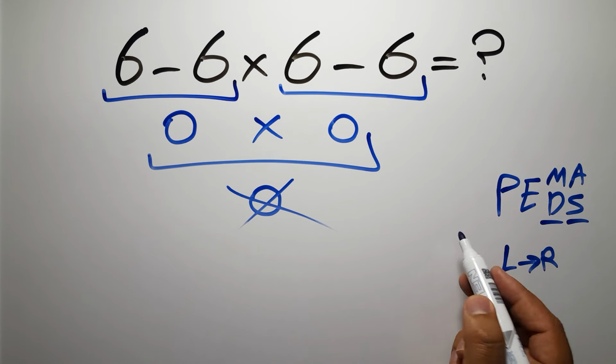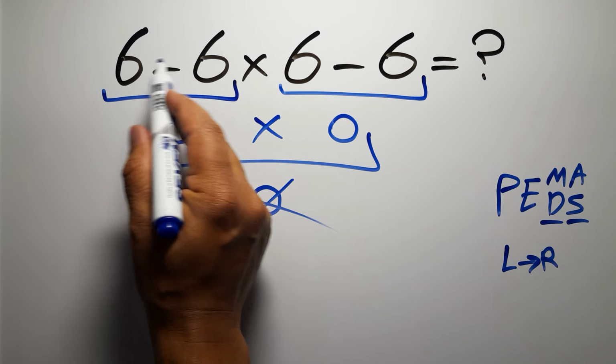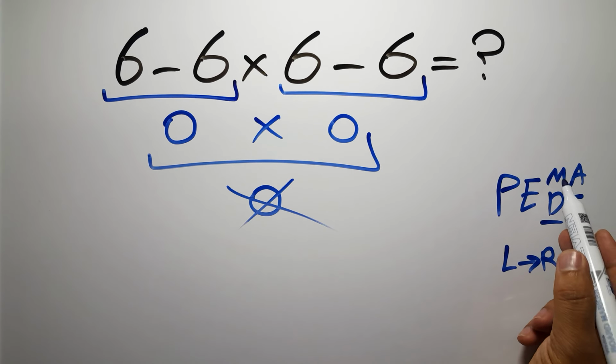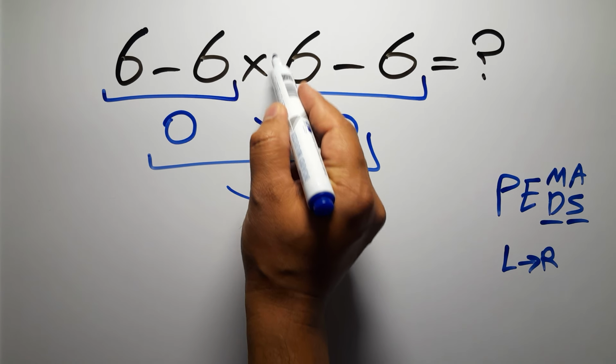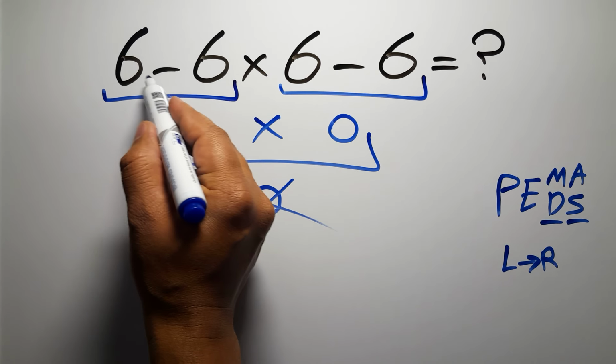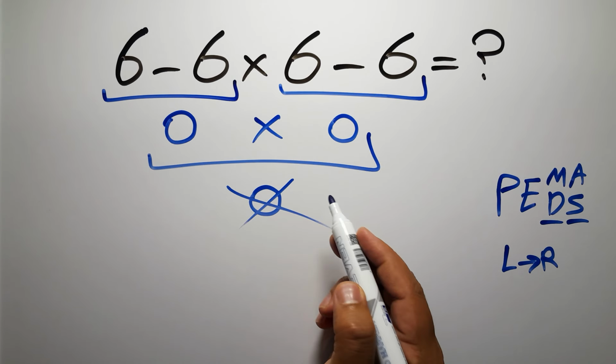According to the PEMDAS, multiplication has higher priority than subtraction because multiplication comes before subtraction. So here, first we have to do this multiplication, then this subtraction, and finally this subtraction.